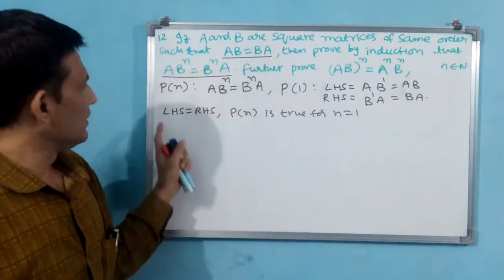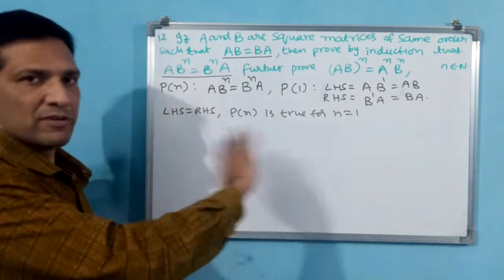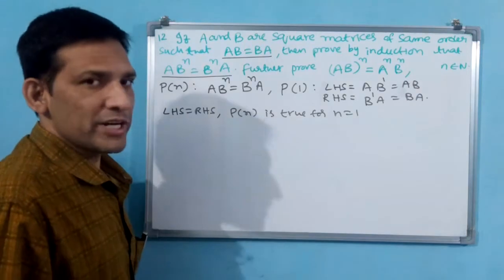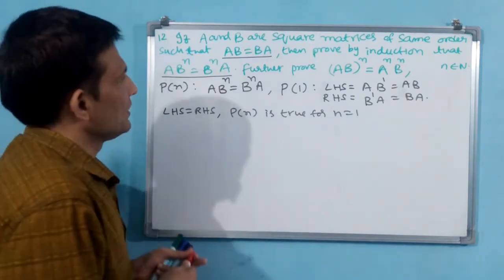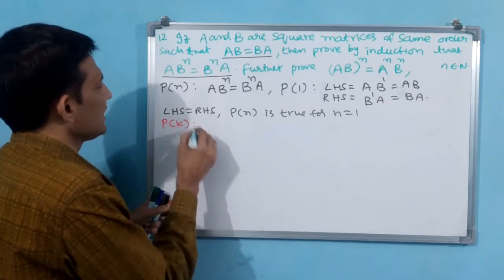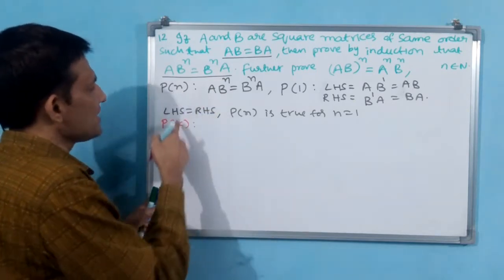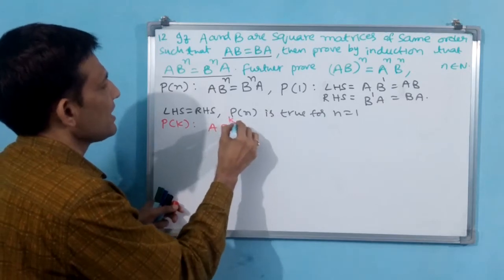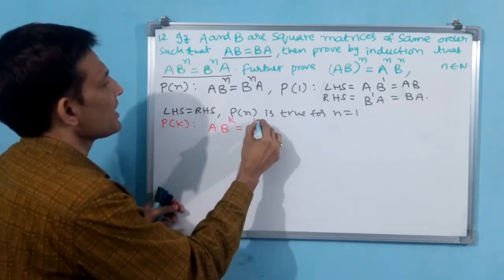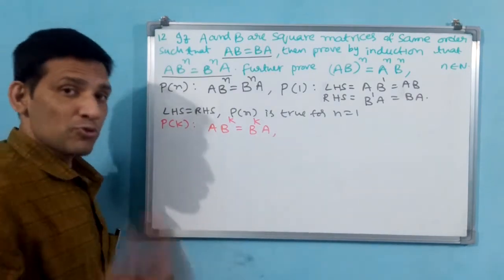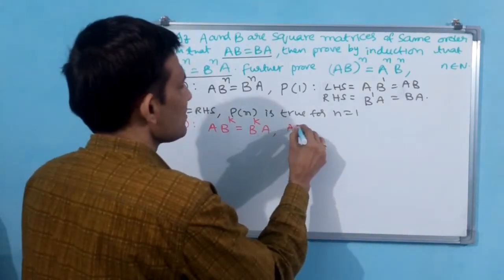Okay, now two parts are over, P(n), P(1). We have proved it. Then P(k) we have to take, and you need not prove it, you have to assume that as true. Take down P(k): wherever n is there, there you keep k. AB power k is equal to B power k A. This you have to assume as true. Assume P(k) is true.